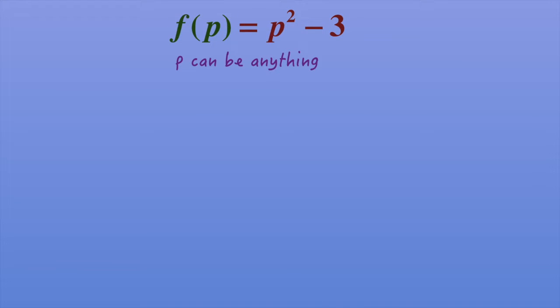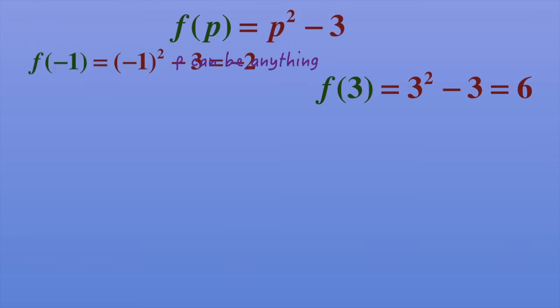So let's take a look. You can have lots of different examples of these. f of p equals p squared minus 3. Don't forget that p can be anything. So if I want to find f of 3, what does that mean? That means that wherever there's a p, I'm going to replace it now with 3. That makes it 3 squared minus 3, which is 6.